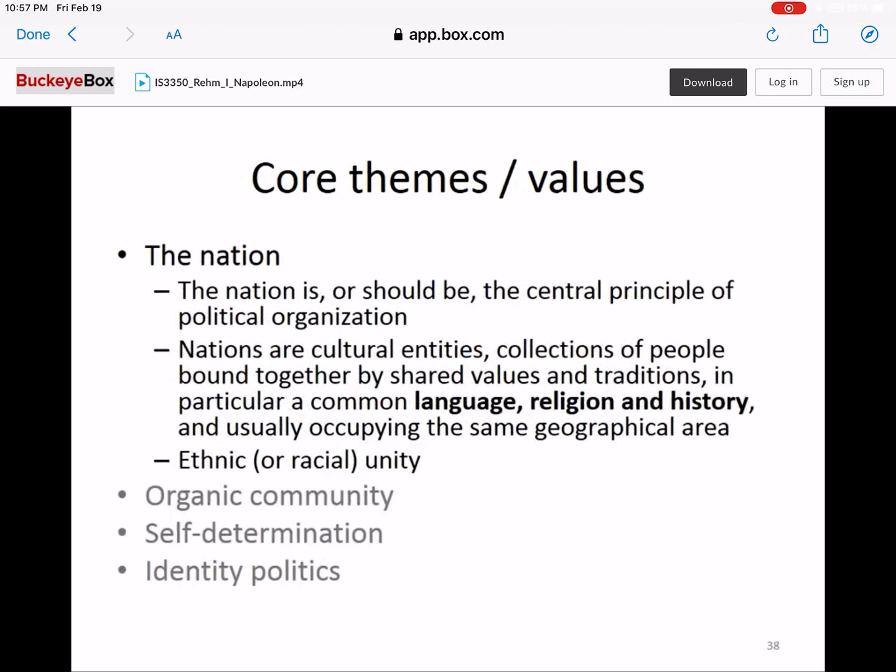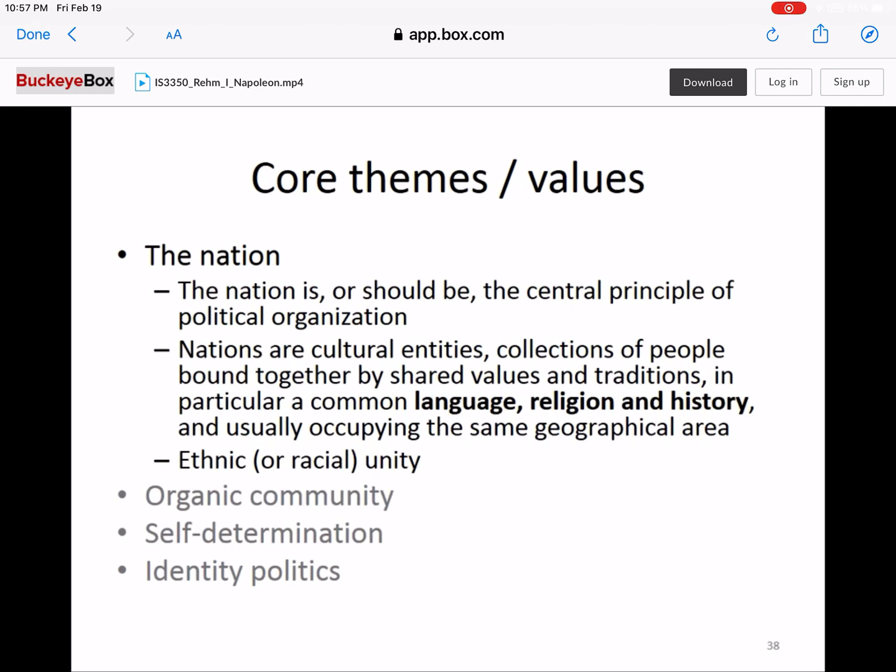I want to discuss four core themes or values of nationalism. The first one is the nation, the other ones are organic community, self-determination, and identity politics. With respect to the nation, the idea of nationalism is that the nation is or should be the central principle of political organization. What is a nation?